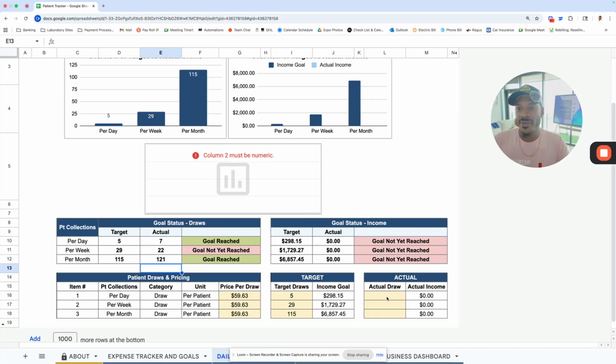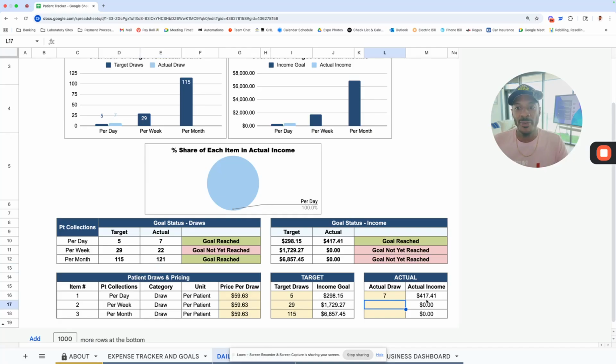So 7's right here. We're going to plug in 7 patients is what we saw. So now we have an income of $417.41. So now our goal was actually reached and it was hit. And as you can see, once we start adding in our actual numbers here, our data is going to start populating. Our charts are going to start populating, showing our target draws versus our actual draws, our income goal versus our actual income, okay? So let's just keep plugging it in.